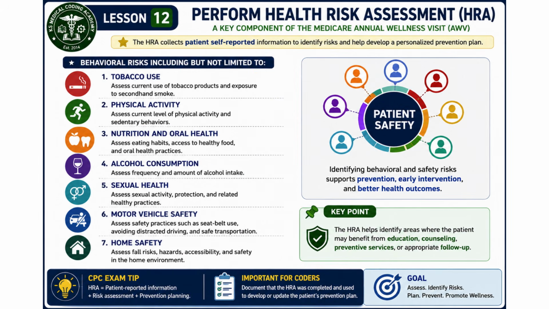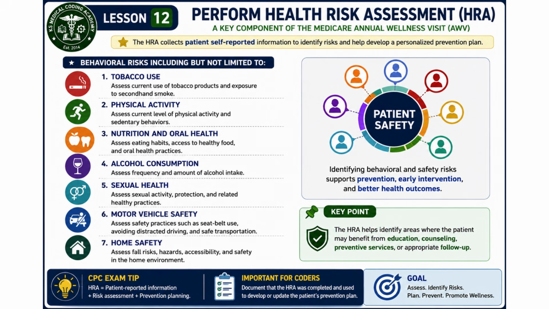Now let's continue our discussion of the Health Risk Assessment, or HRA. The HRA helps identify important behavioral and safety risks that may affect the patient's overall health. First, the assessment may include tobacco use, including current tobacco use and exposure to secondhand smoke. Next, we assess physical activity, including the patient's level of exercise and sedentary behavior. The HRA also considers nutrition and oral health, including eating habits and healthy lifestyle practices. Another area is alcohol consumption, where appropriate information about alcohol use can be collected. The assessment may also address sexual health and related preventive health practices.